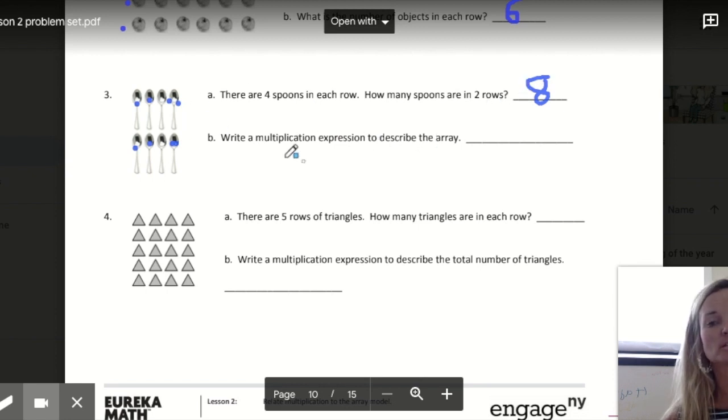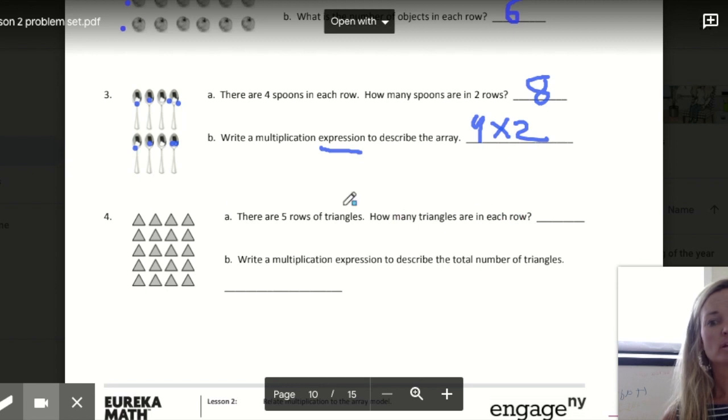Write a multiplication expression that describes the array. Well, the word expression means that we do not have an equal sign. All right, so just remember that equation has an equal sign because it has the beginning word EQUA, which means equal, and expression does not have an equal sign. So if we are looking at it, our groups or rows go first. So we would have 4 times 2. Okay, no equal sign.